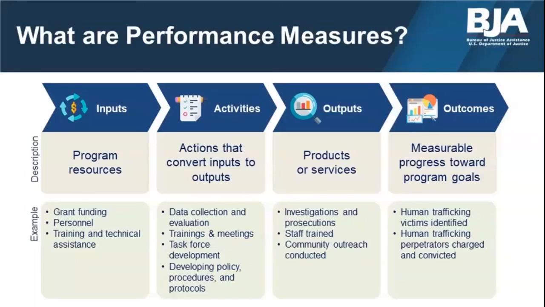Now, activities are the actions that convert those inputs, like staff and training, into outputs that eventually result in measurable progress towards the program's goals. These kinds of things can include items like investigations and prosecutions and staff that you've trained and empowered through the resources you've given them. Ultimately, outcomes speak to longer-term or more bottom-line program goals, such as the number of victims you've identified, the perpetrators you've charged or convicted, etc.